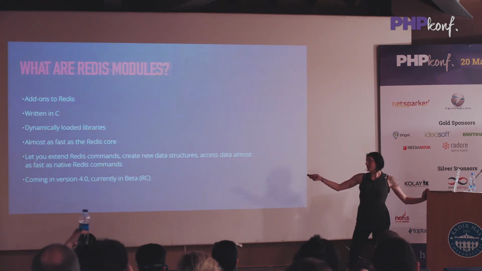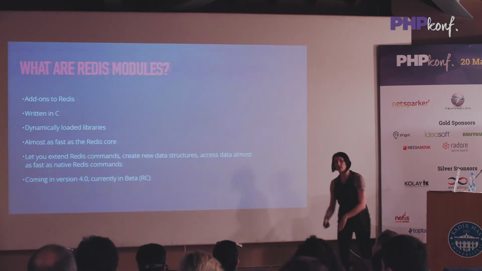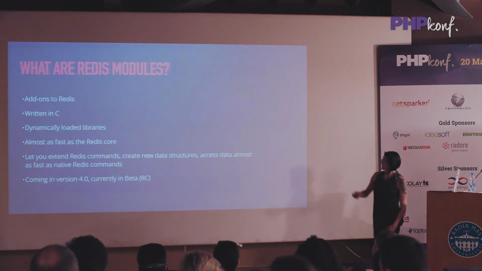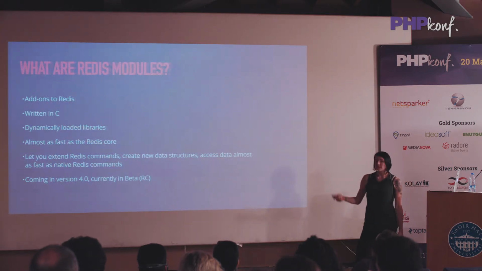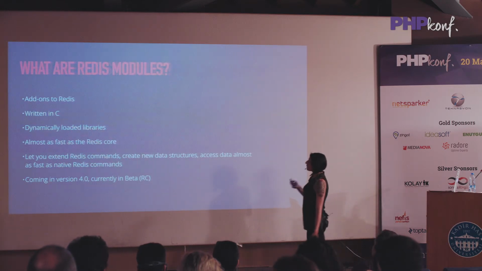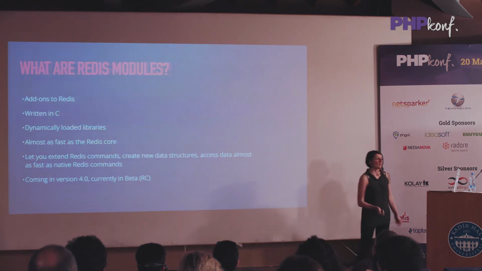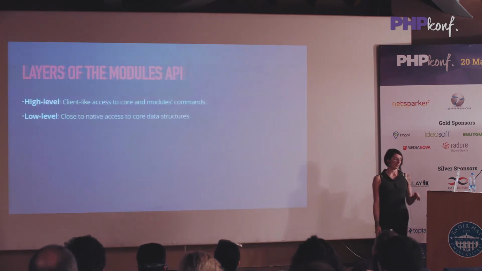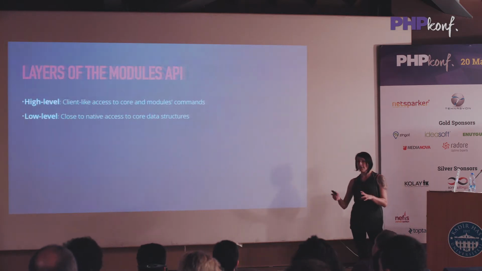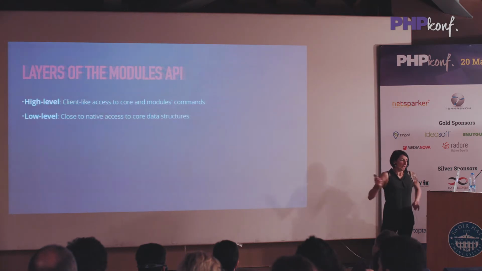So they are dynamically loaded libraries, almost as fast as Redis core if we use the low level. I'm going to explain that in a moment. They let you extend Redis commands, even create new data structures, and access data almost as fast as native Redis commands. The modules API exposes two levels, high level and low level, and I'm going to explain them now.